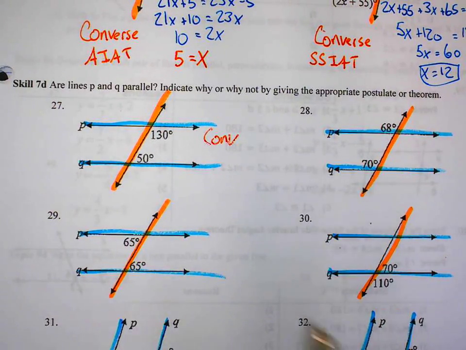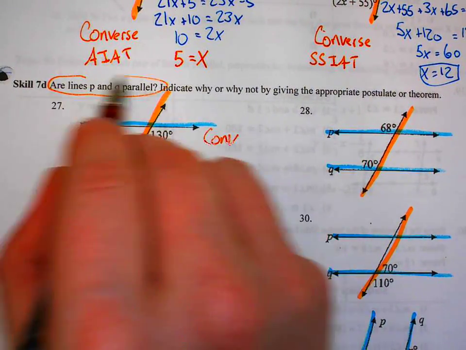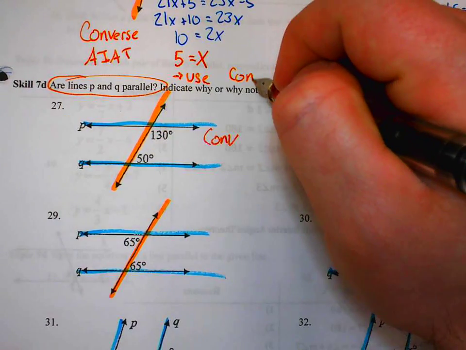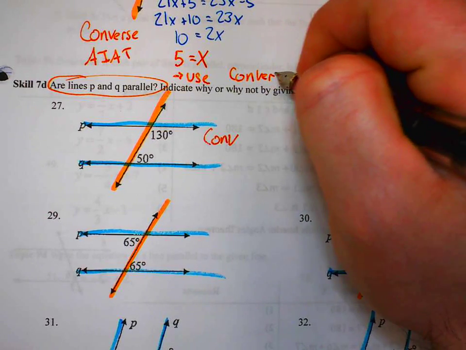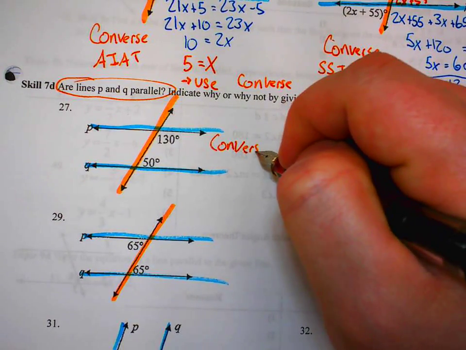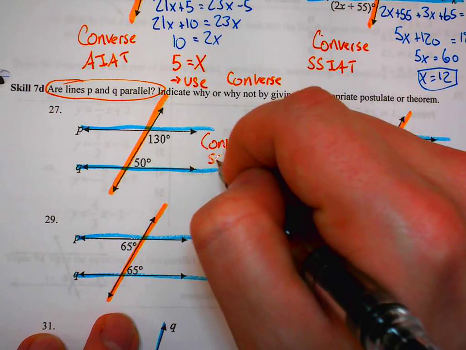Because anytime we show the lines are parallel, same side interior angles.